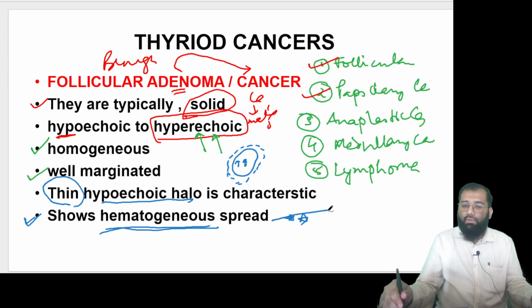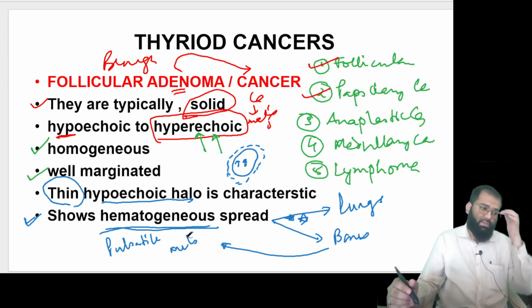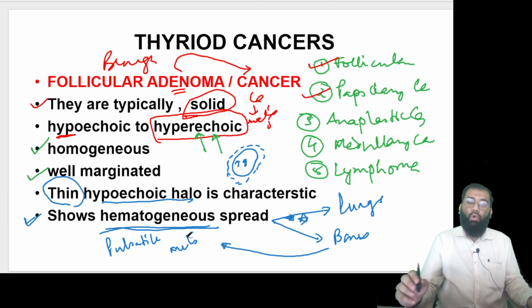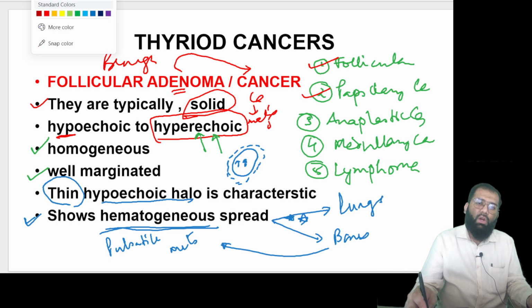Normally, if it's a hematogenous spread, it spreads to the lungs, and it can also spread to bones. The metastases which you see in bones are classically pulsatile mets. As they are highly vascular, the mets which you see in this kind of lesion are pulsatile mets. Also, a very important point is that follicular CA can give rise to a special mets which is called miliary metastasis.